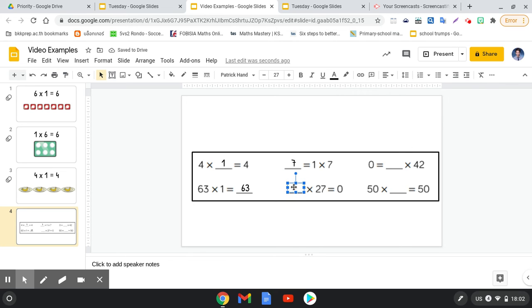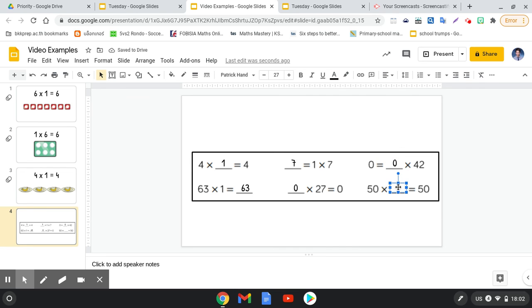Now, on this question, I've got to fill in a gap. The answer is 0, and I'm multiplying 27. Now, if I remind myself of the rule, whenever I multiply by 0, the answer is always 0. So again, I've got another answer of 0. I'm going to use the same rule. Whenever I multiply by 0, the answer is always 0.